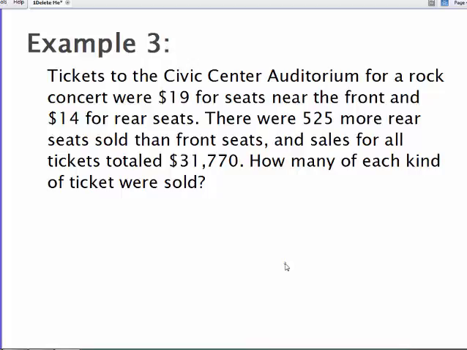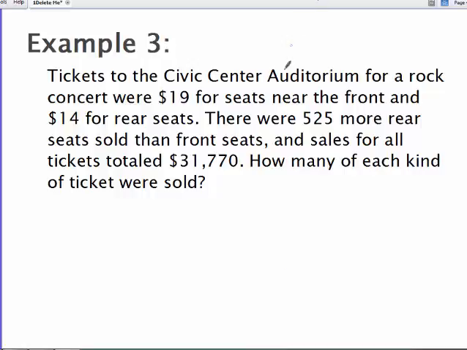Example 3. Tickets to the Civic Center Auditorium for a rock concert were $19 for seats near the front and $14 for rear seats. There were 525 more rear seats sold than front seats, and sales for all totaled $31,770. How many of each kind of ticket were sold?